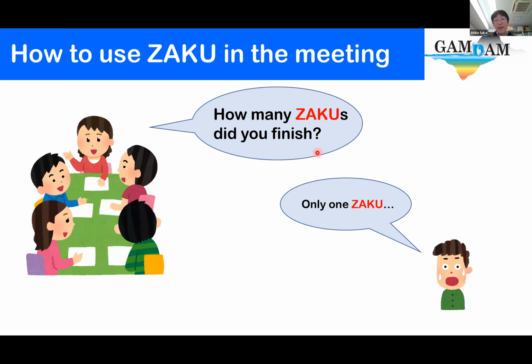We had a meeting once a month. At the meeting, we usually started by asking each member, how many Zaku did you finish? And then one by one, the members would answer, I only did 1 Zaku this month, but next month I will finish 10 Zaku. In this way, we often used this unit Zaku.